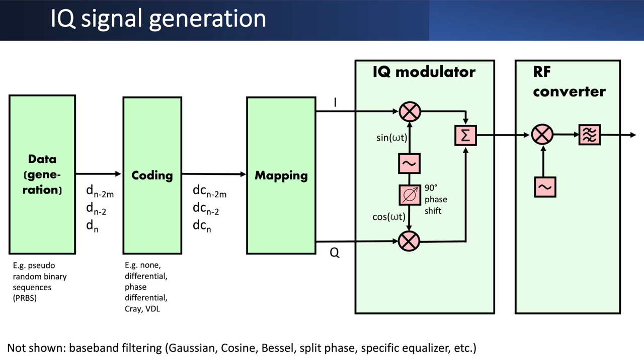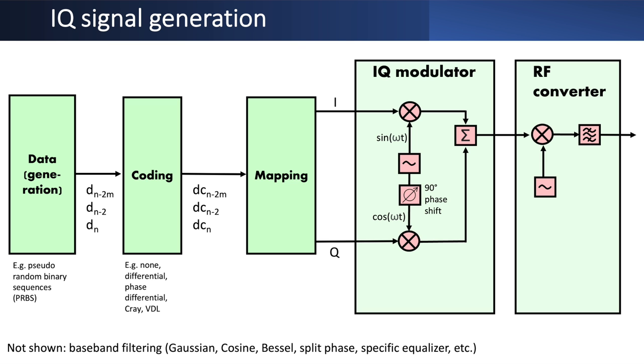What we don't show here yet, for example, is the baseband filtering, because typically you want to have some filtering, otherwise you're going to have undesired high harmonics in your signal. So there are all types of baseband filtering and other processes also going on. But this represents the main steps in the IQ signal generation, also in the particular device that we're using here today.